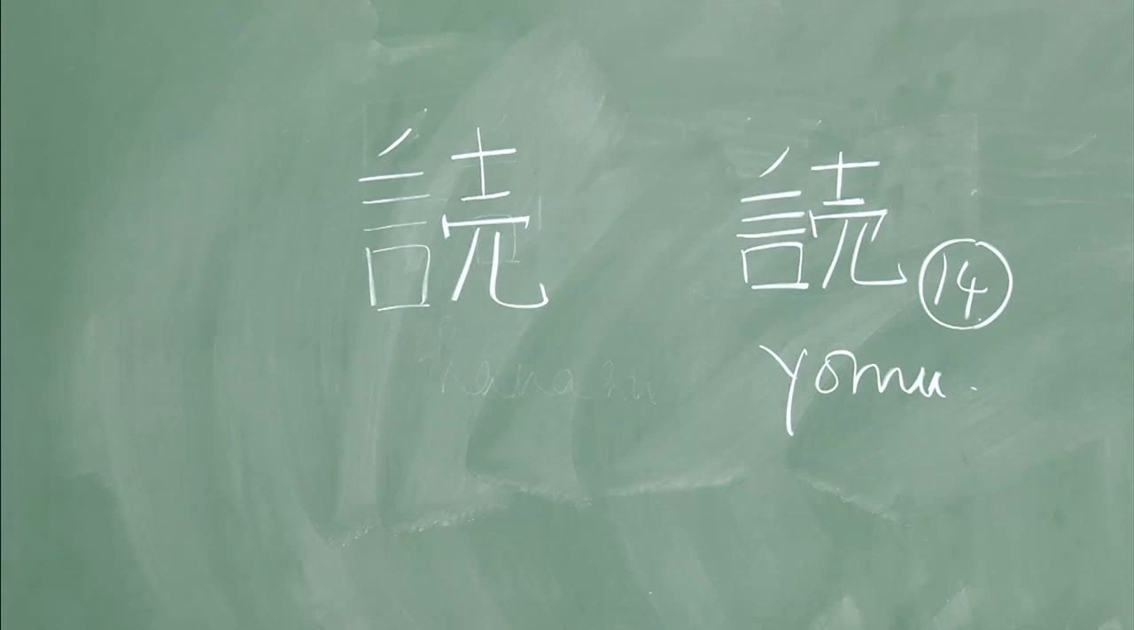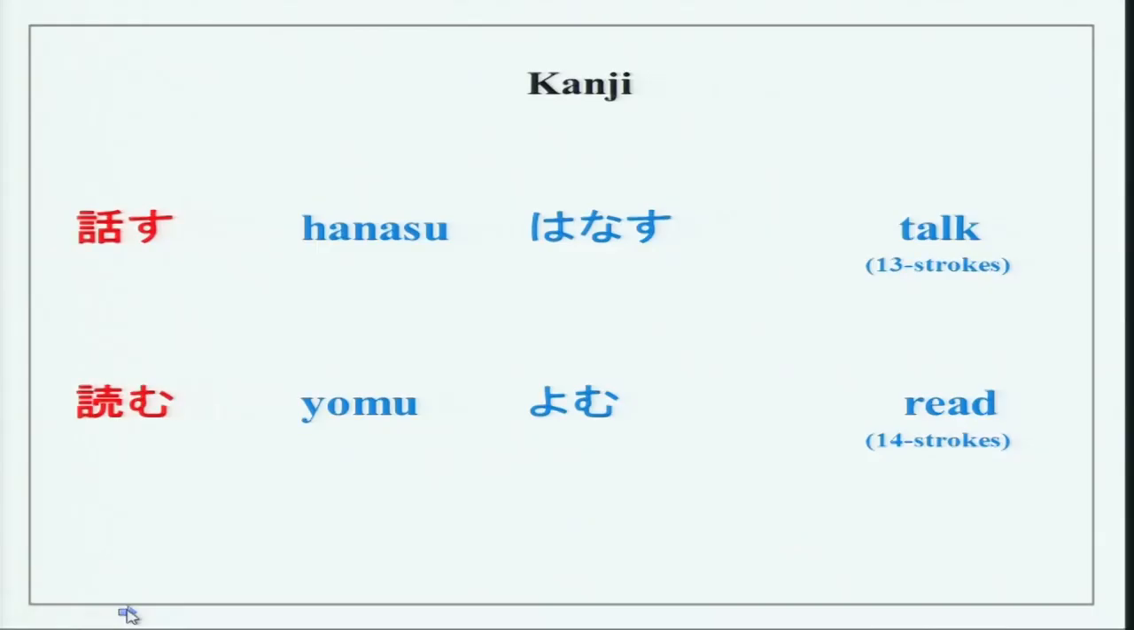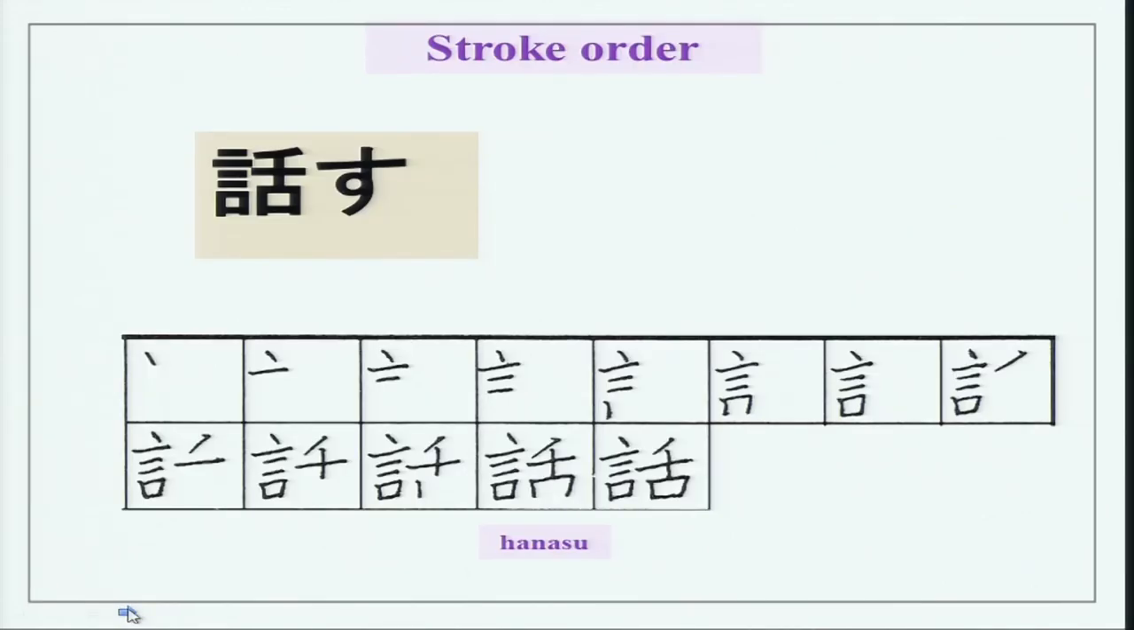So, let us see how many strokes there are. Yes, it has 14 strokes. You have hanasu over here, with so many strokes to it. You can write it down properly as is given and practice. And as I just told you, we did the strokes for yomu. Well, I do not have it in the slide over there.